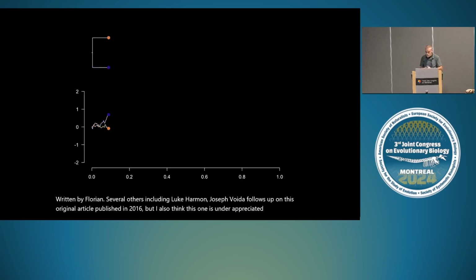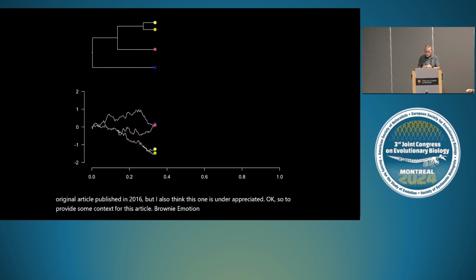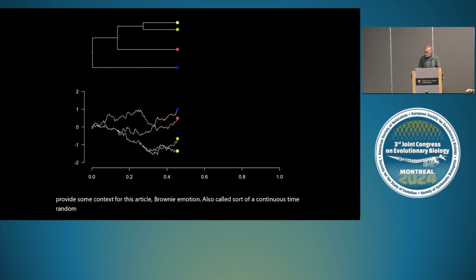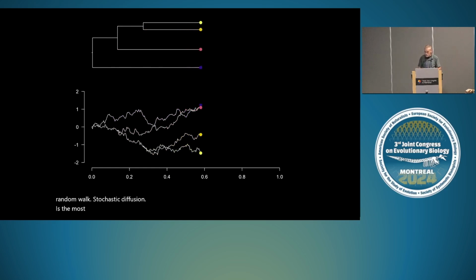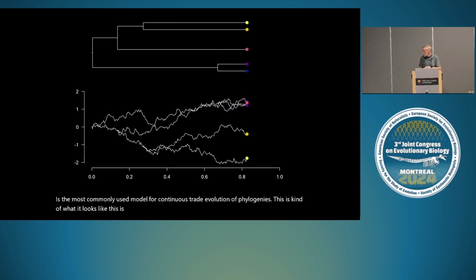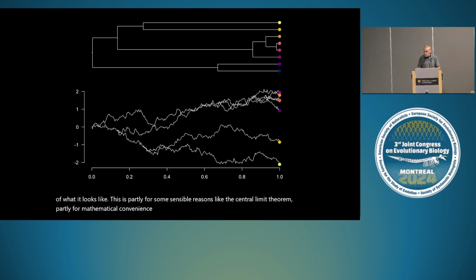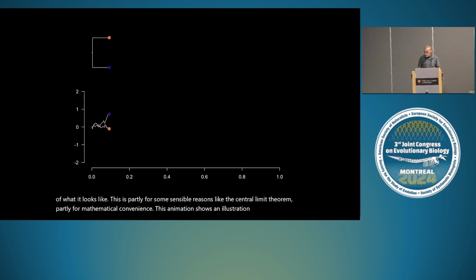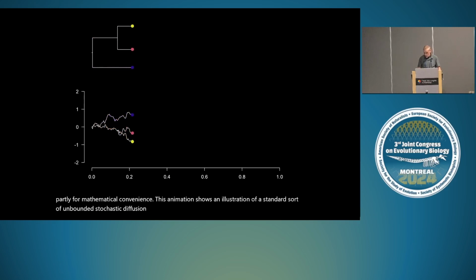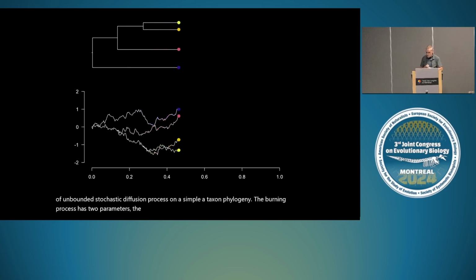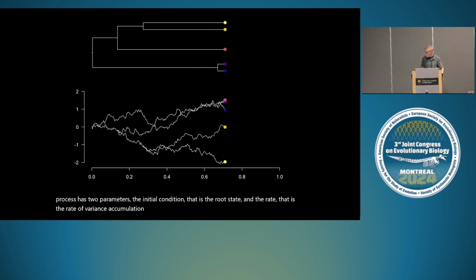Okay. So to provide some context for this article, Brownian motion, also called a continuous time random walk, stochastic diffusion, is the most commonly used model for continuous trait evolution on phylogenies. This is kind of what it looks like. This is partly for some sensible reasons, like the central limit theorem, partly for mathematical convenience. This animation shows an illustration of a standard unbounded stochastic diffusion process on a simple 8-taxon phylogeny. The Brownian process has two parameters: the initial condition, that is the root state, and the rate, that is the rate of variance accumulation via this stochastic diffusion process through time.